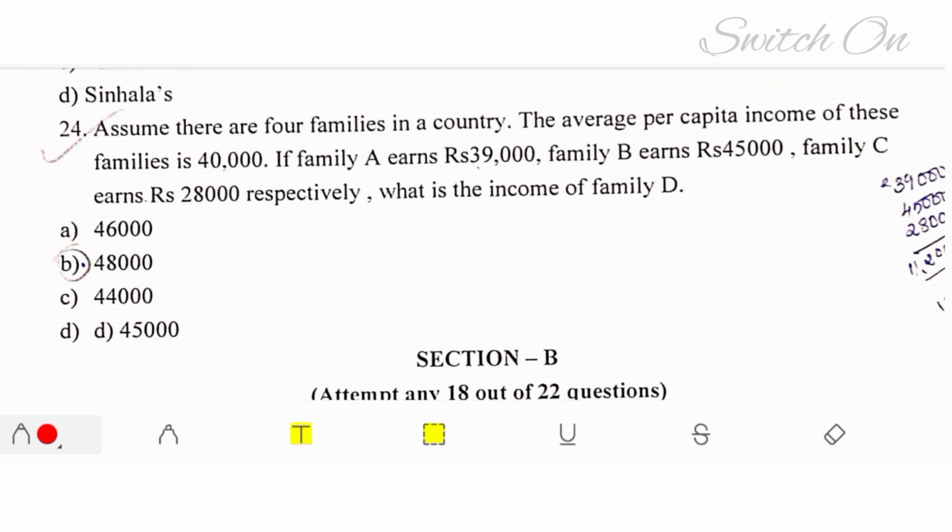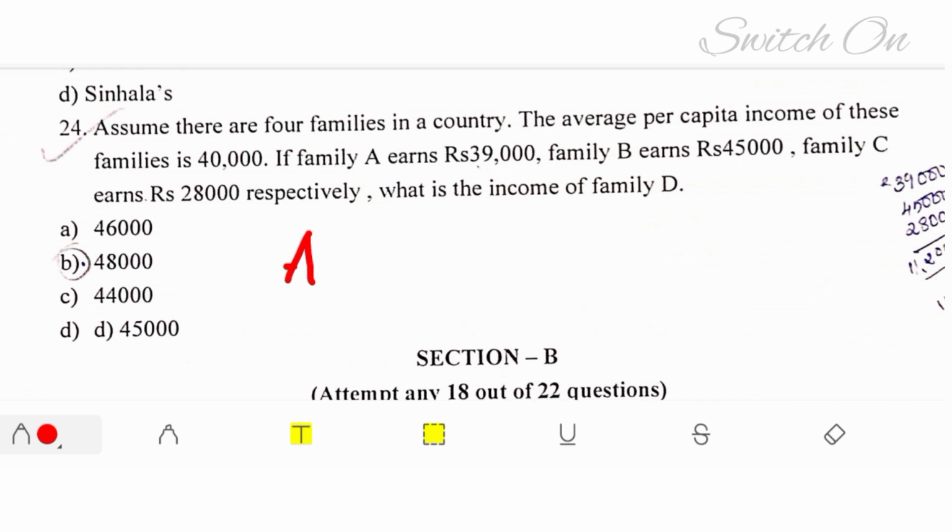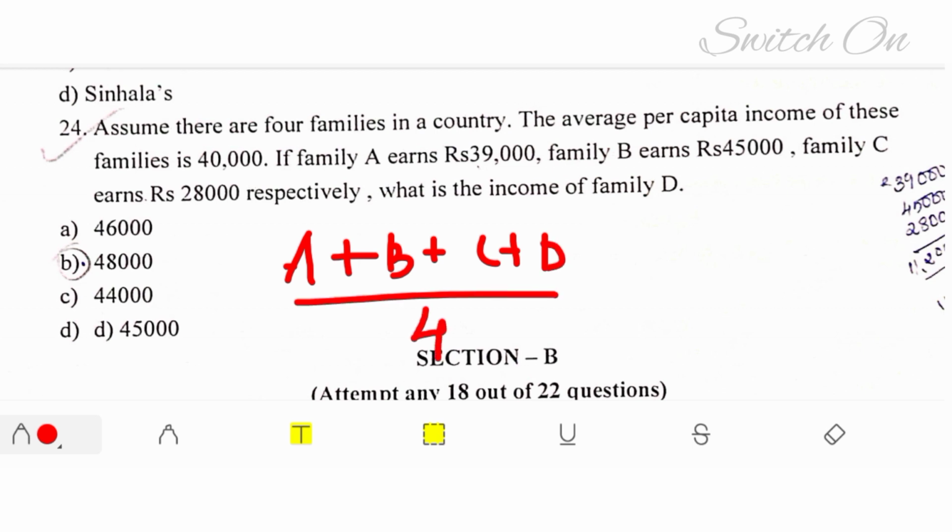Question number 24. Assume there are 4 families in a country. The average per capita income of these families is 40,000. If family A earns 39,000, B earns 45,000, C earns 28,000, what is the income of family D? So average is the sum of all the components divided by the number of components which are adding. So the income of A plus B plus C plus D divided by 4 should give you 40,000. So now when you replace, multiply and do the answers, you will get the answer as option B, which is 48,000.